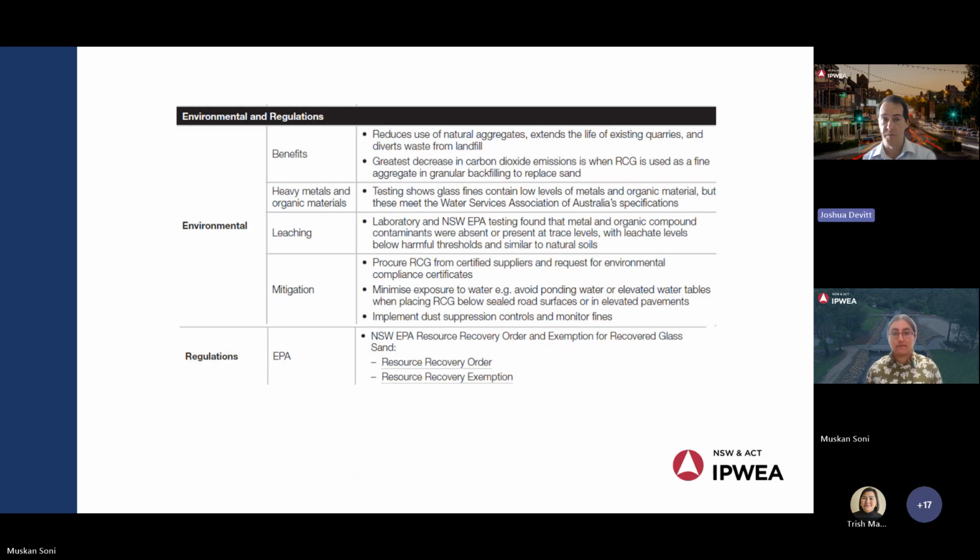From an environmental regulations perspective, we've called out the benefits, some of the potential heavy metal or leaching risks attached to that, as well as mitigation controls for those that people may want to be mindful of. And then particular call outs to the regs from an EPA perspective that you need to be across if you're going to be using this material.